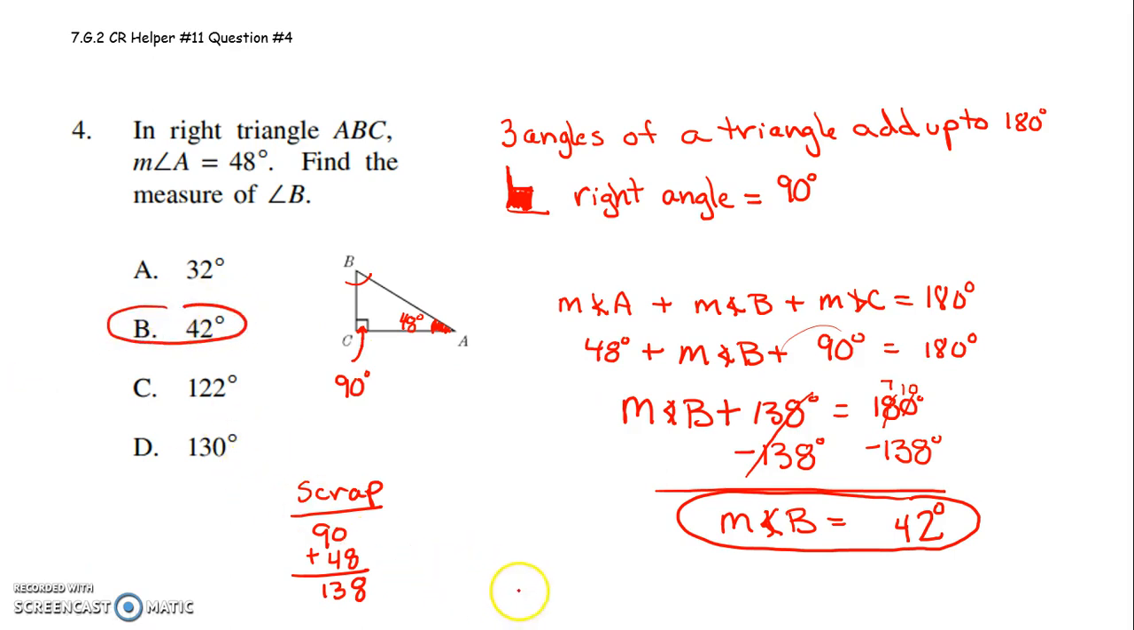And what sort of a quick check could we do for ourselves? If we take 90, 48, and 42, guess what we had better come up with? If you add up the 3 angles, you better come up to that 180. 8 and 2 is 10. Put down a 0, carry a 1. 9 and 1 is 10. 4 more is 14. And 4 more is 18. 180 degrees. Boom, boom. It checks. All right. I hope that helps.